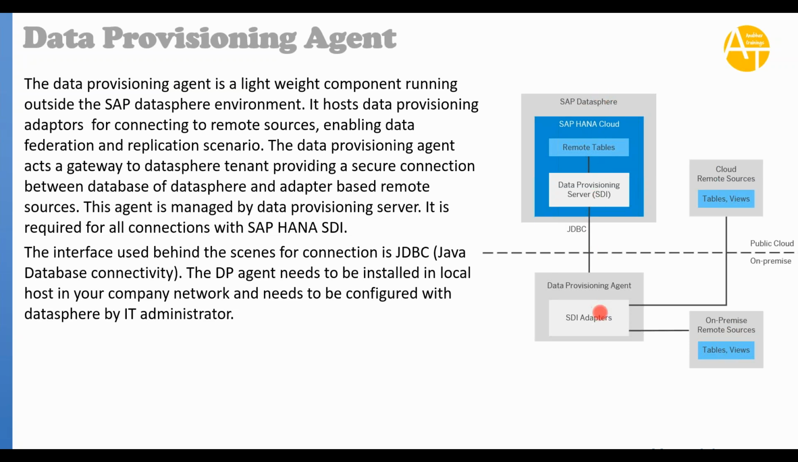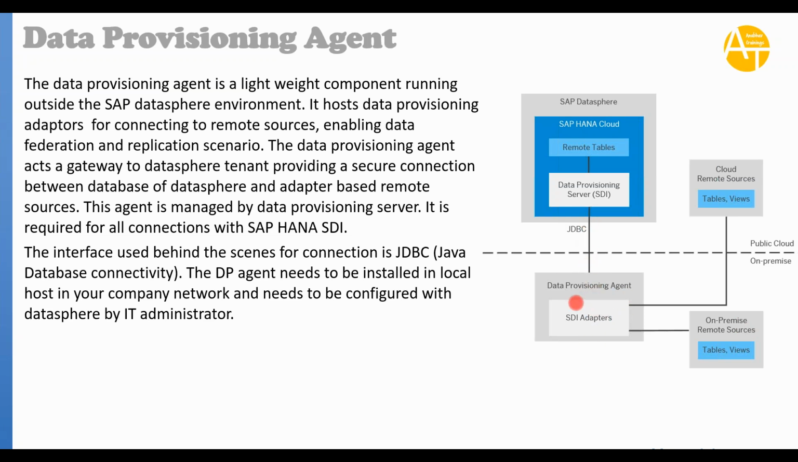To be able to do that, we need a data provisioning agent. The agent sits between DataSphere and on-premise or cloud systems to access their metadata information. There is a dedicated adapter for every system. This needs to be installed in your company network. It's an on-premise installation, which then has access to your company systems. So the connectivity option is JDBC.